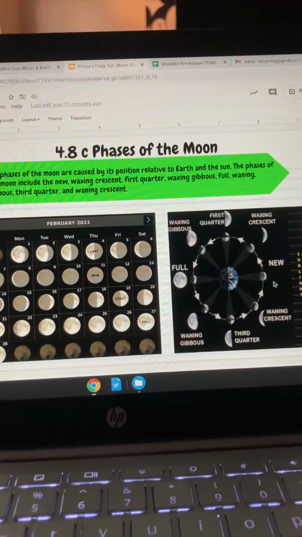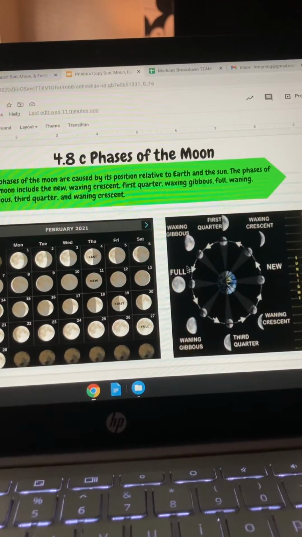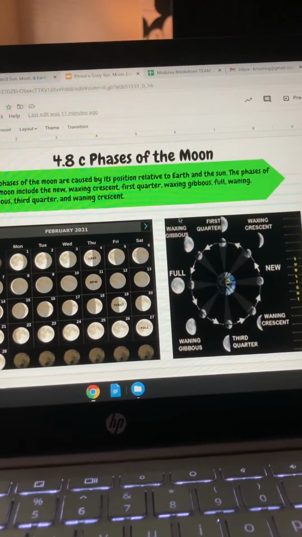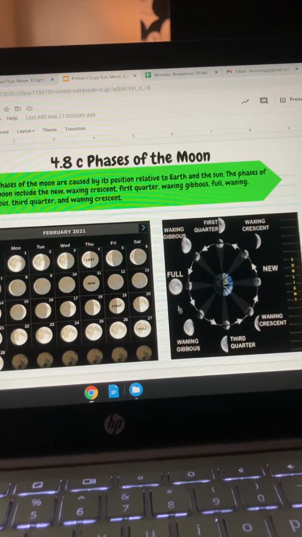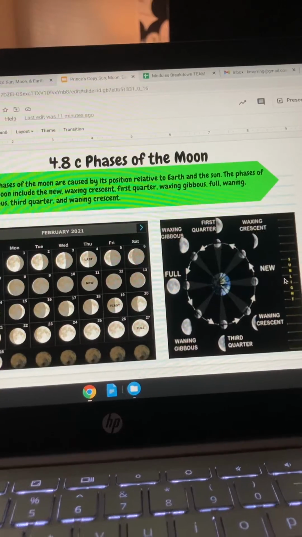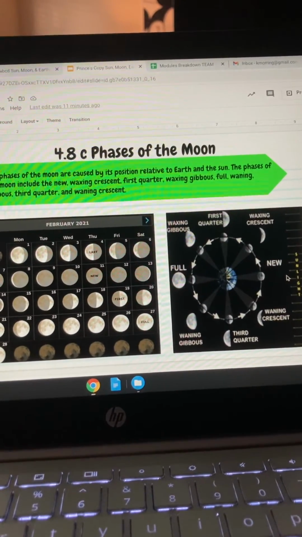The cycle of the moon continues on over every month. Same steps: new moon, waxing crescent, first quarter, waxing gibbous, full moon, waning gibbous, third quarter, waning crescent, back to new moon. This is an important skill that you need to know for science.